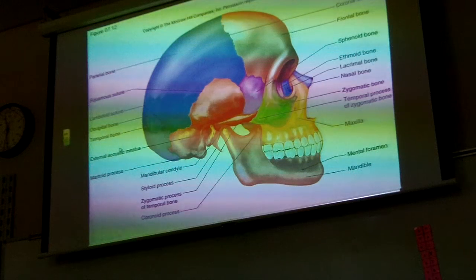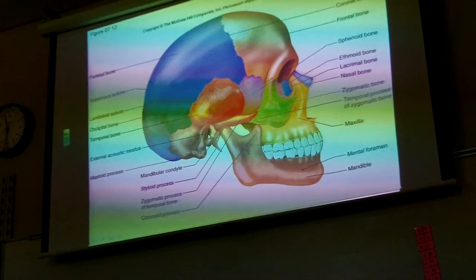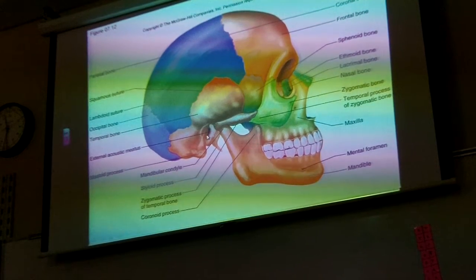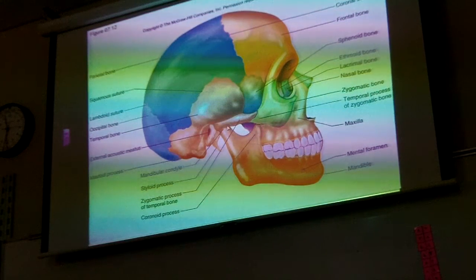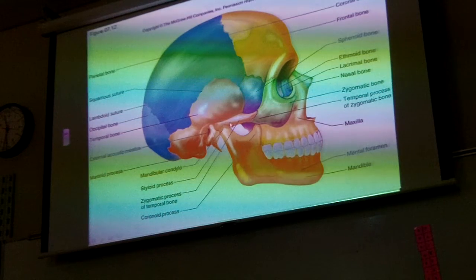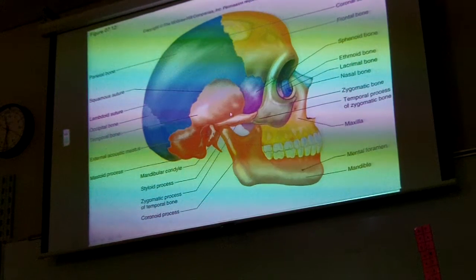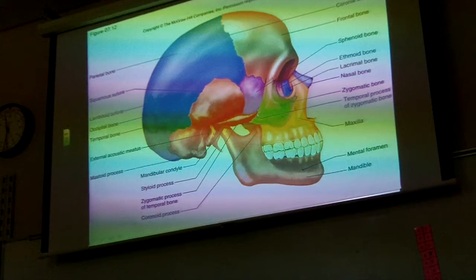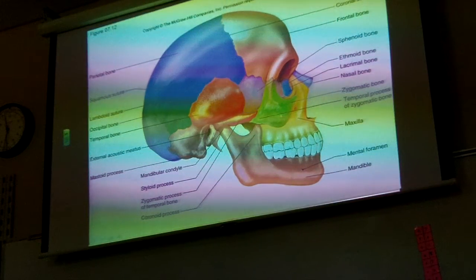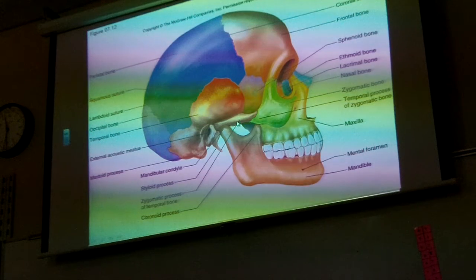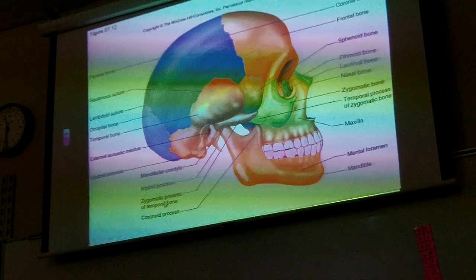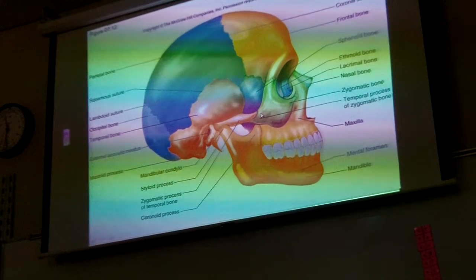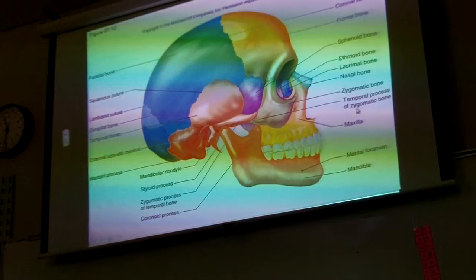Here's the external acoustic meatus, the tube that leads to your eardrum. So there's a hole in the temporal bone. And then there's also the zygomatic process. This is a process that sticks off the temporal bone that joins with the zygomatic bone. So right here is the zygomatic process of the temporal bone, and right here is the temporal process of the zygomatic bone.